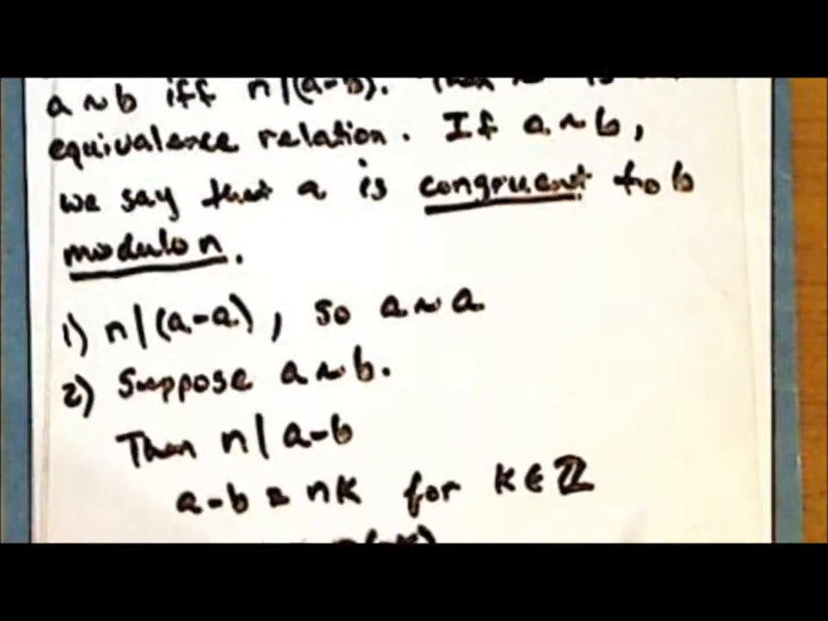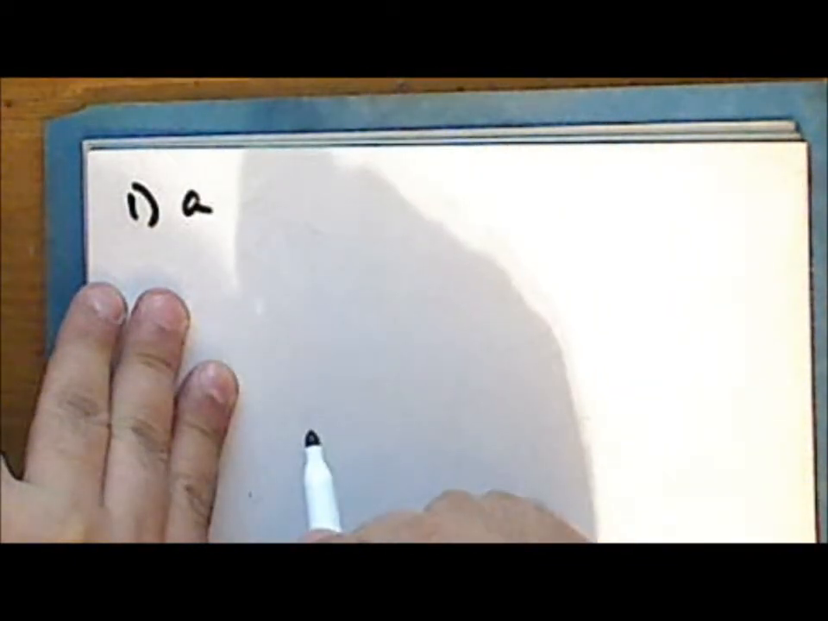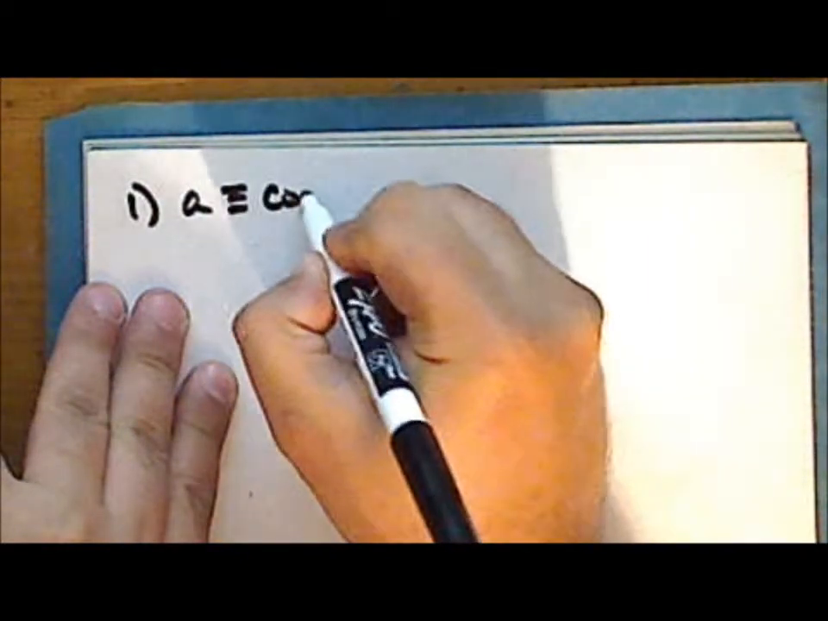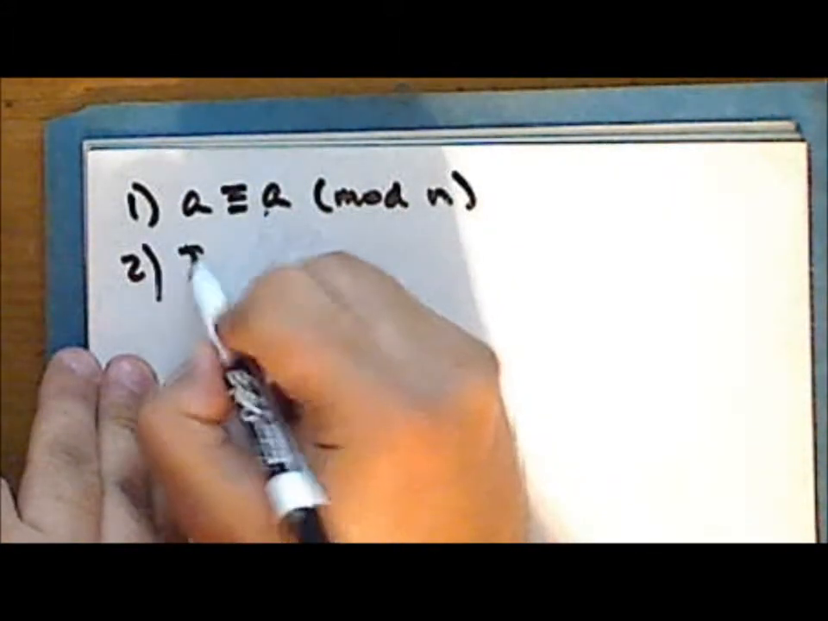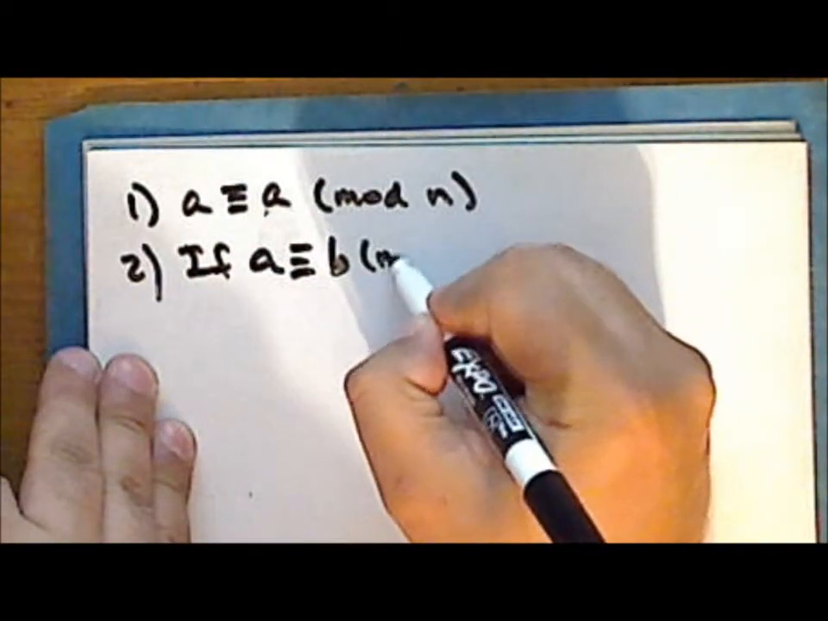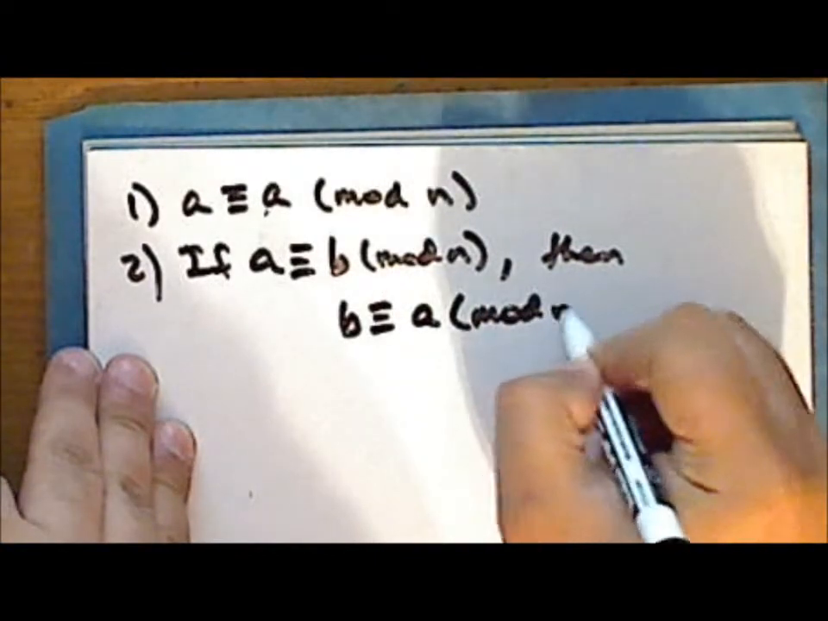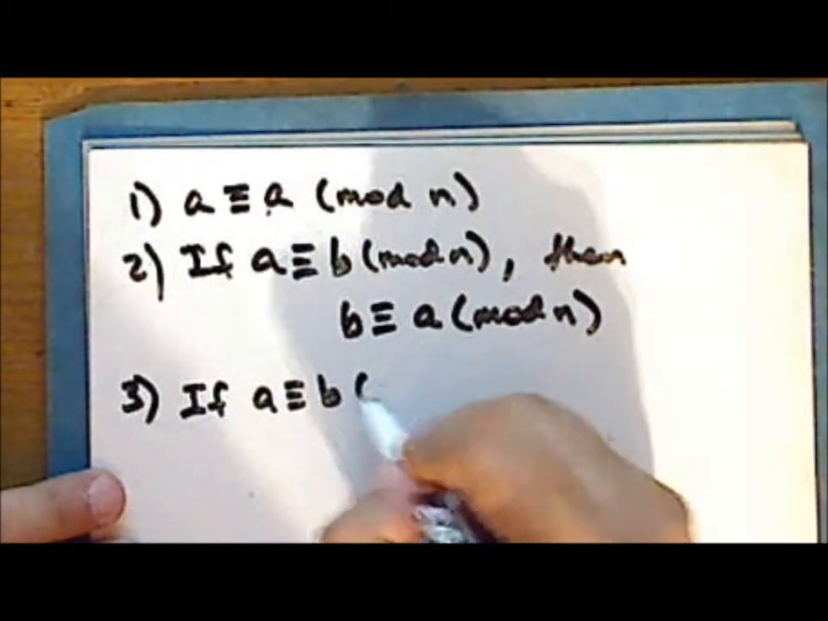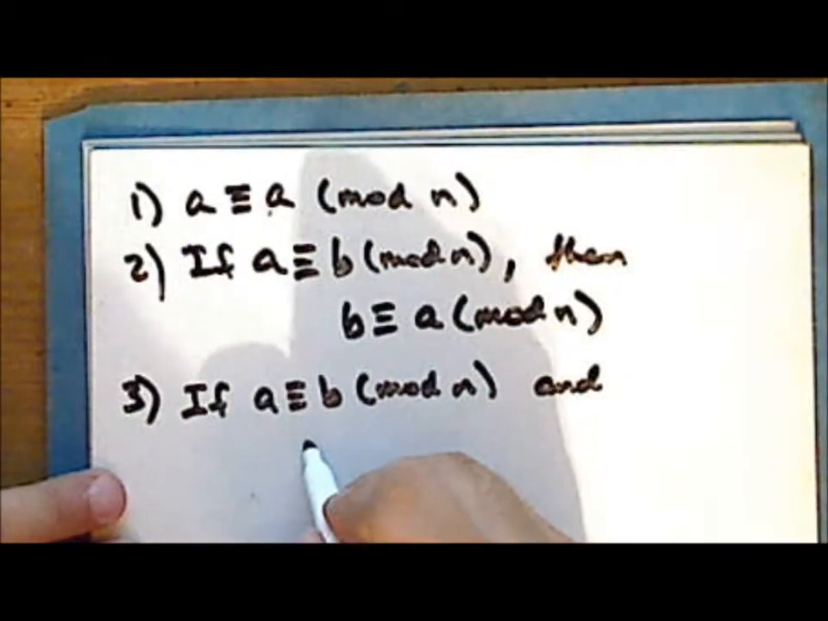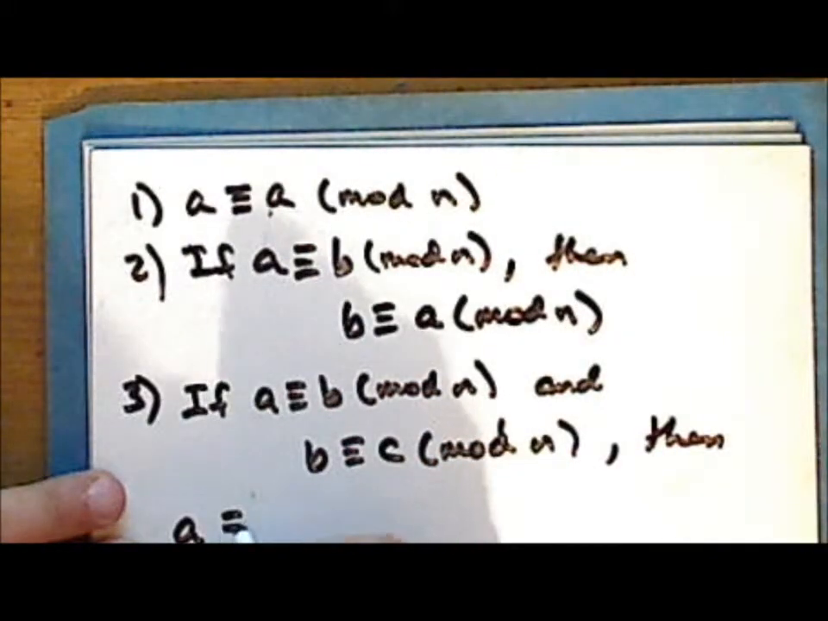And so in the language of an equivalence relation, we can state the properties of an equivalence relation using the notation for congruence. First, we have the reflexive property. So a is congruent to itself mod n. Second, if a is congruent to b mod n, then b is congruent to a mod n. And the third property, transitivity: if a is congruent to b mod n and b is congruent to c mod n, then a is congruent to c mod n.